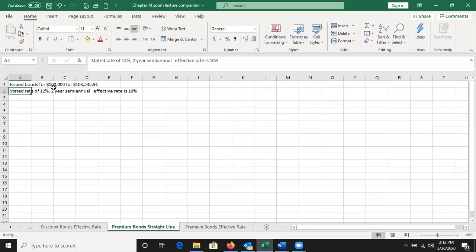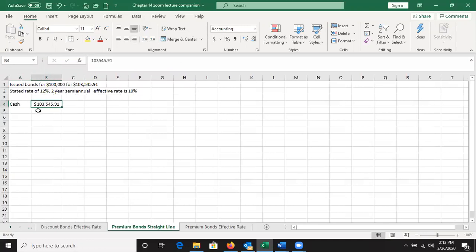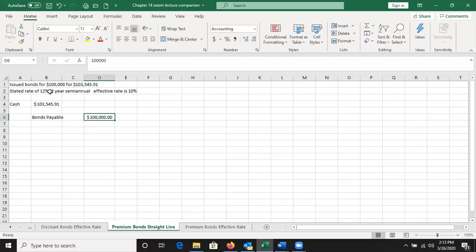Okay? So when you offer bonds for a premium, you debit cash for the amount you're going to receive. In this case, the bonds are worth $100,000, but we're issuing them for $103,545.91. Okay. We credit bonds payable. Bonds payable will always, no matter what you have, be credited for the face value of the bonds. In this case, it's $100,000.